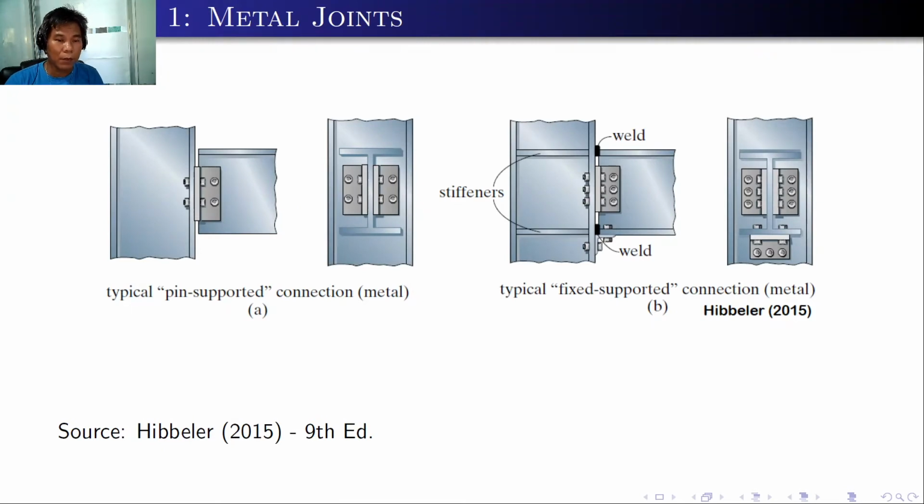Here are examples for different joints. First, for the metal joints, as you can see, there is the angle connection with bolts on this one. This is a typical pin supported connection for metals. This is the side view and this is the cross section. The other diagram is a fixed supported connection for metals.